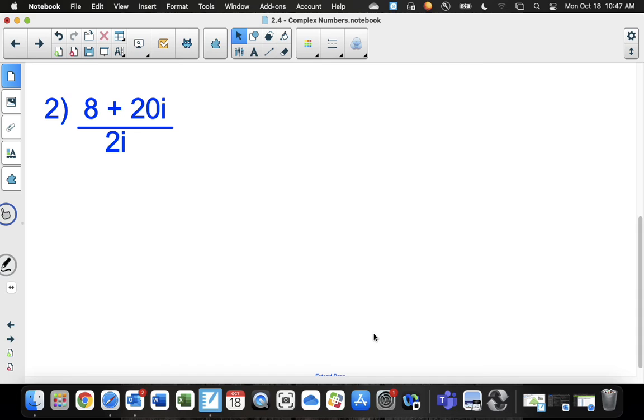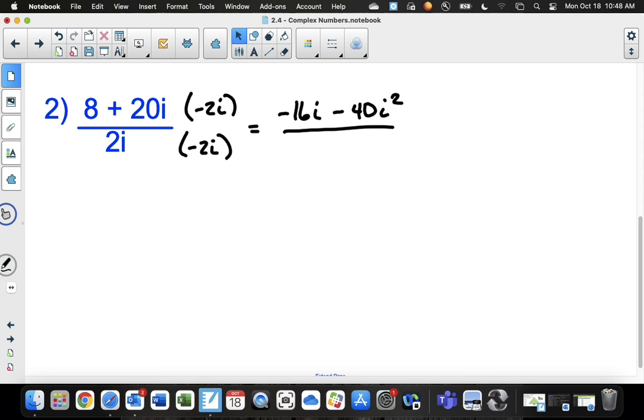This time, what do you think we should multiply by? Negative 2i. That would be the conjugate of positive 2i. So we're going to multiply by a negative 2i. The reason I say this one is actually a little bit simpler is because I don't actually have to FOIL the whole thing out. I'm just distributing because I don't have a binomial. So when I distribute times the top, I get negative 16i. And then I end up with a negative 40i squared over negative 4i squared.